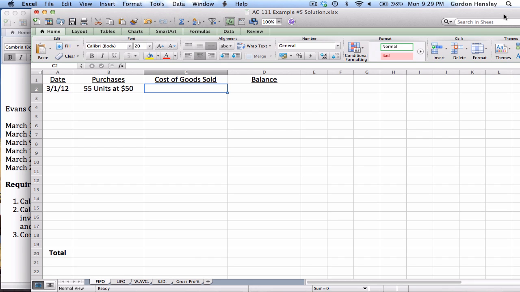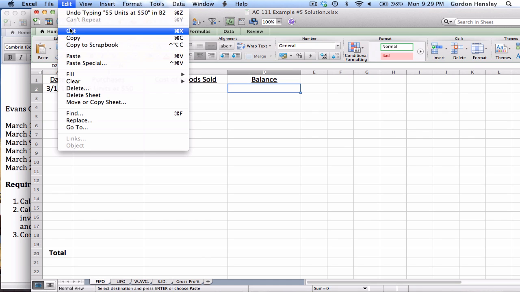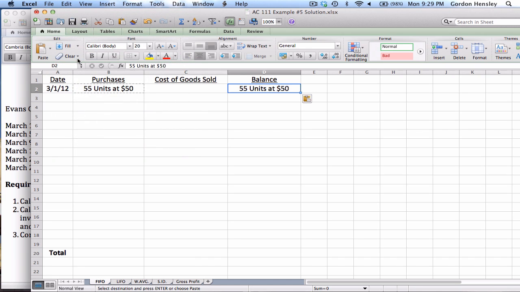We're not selling anything on this date. So as a result, the only thing we have on this date is just those 55 units at $50. So that's our current balance of inventory. So it's literally that easy on that first date there.